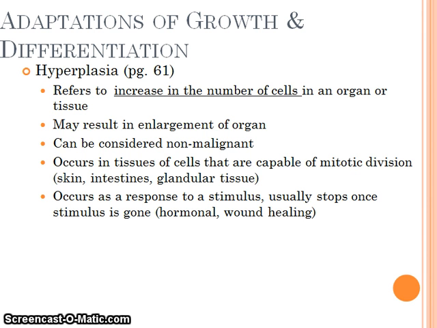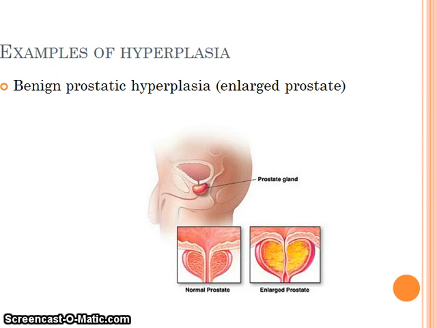It occurs in tissues with mitotic division, so things like your skin, intestines, glands, things that rapidly reproduce cells. It often is because of a stimulus. Once we get rid of the stimulus, then it goes away and the overgrowth will stop. For instance, if you cut your arm, you have hyperplasia of the skin cells while that site is healing.